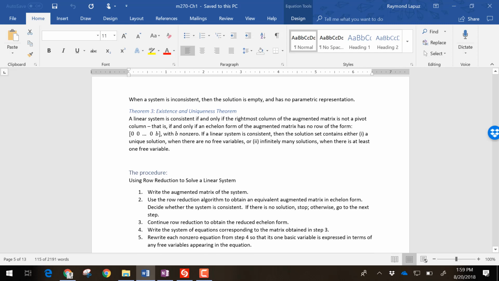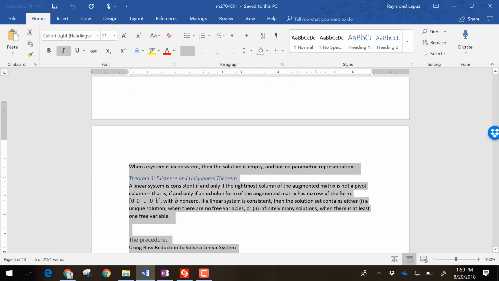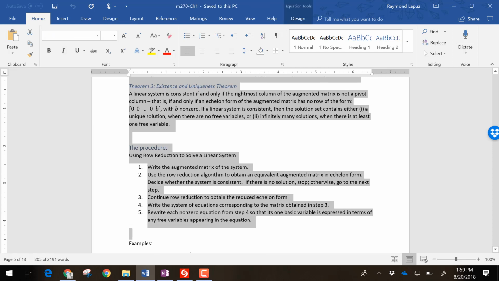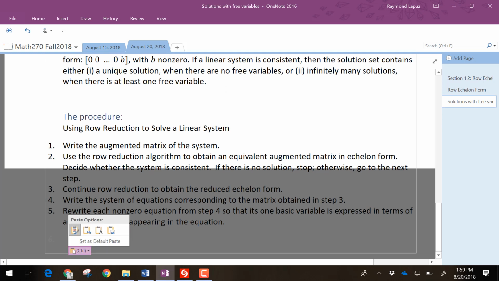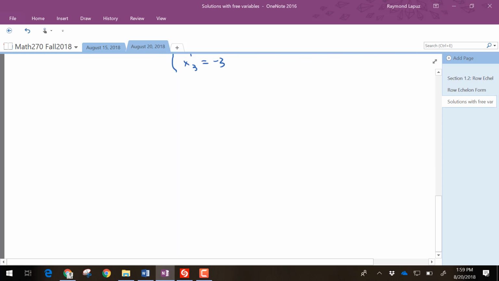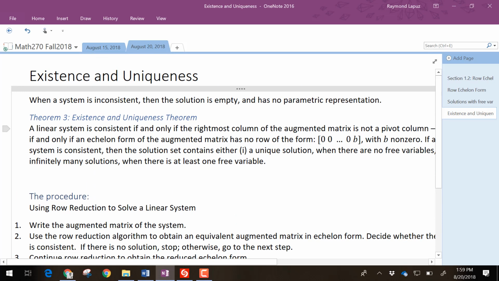All right, so the last thing is let's talk about the existence and uniqueness theorem, how if you get a solution, then it's unique. And then let's recap the procedures. Sorry, I have to add another page. So first, the existence and uniqueness. A linear system is consistent if and only if the rightmost column of the augmented matrix is not a pivot column.